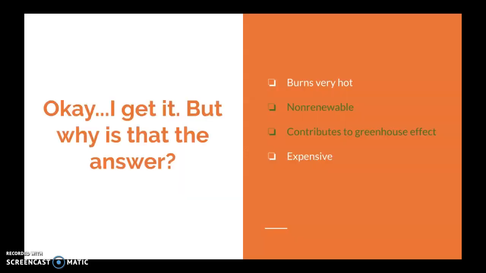Now, why, you might ask? Well, burning very hot does not matter in this situation, and that it is expensive does not matter in this situation because A, it is not that expensive, and how hot it burns does not matter. But what does matter is that it is non-renewable. Once you burn it and use it, it's gone, and the effects from that is that it contributes to the greenhouse effect. Okay? All right.